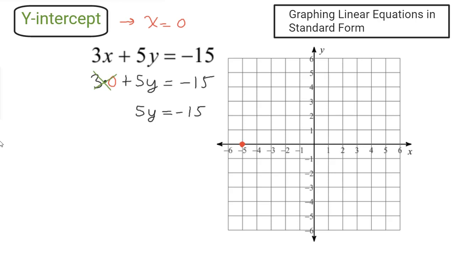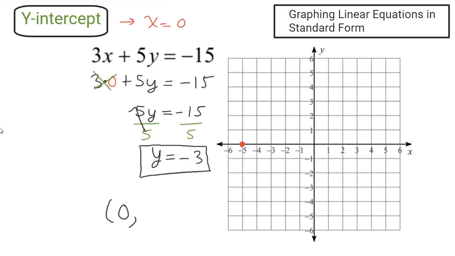Same thing, you could probably guess what the y value should be, but we can always solve by dividing by 5 both sides, and here we're going to get 1y because 5 divided by 5 simplifies to 1. So y is equal to negative divided by a positive is going to be negative, and we get negative 3. So this is a y-intercept. Again, this is where the line is going to cross the y-axis at 0, negative 3. So now we can go ahead and then plot the point at 0, negative 3 on the y-axis.